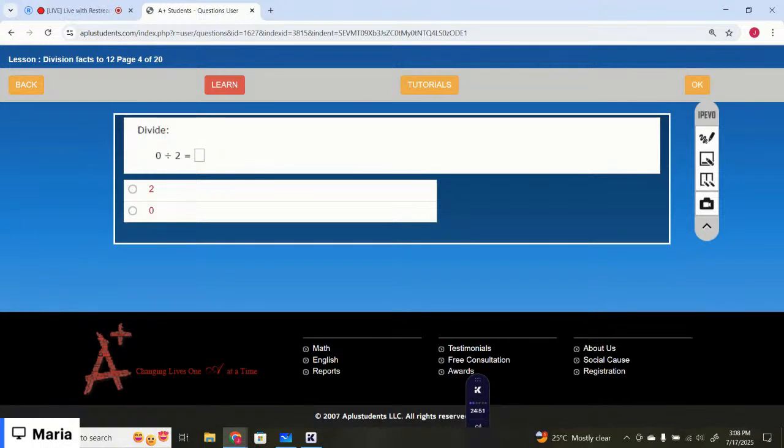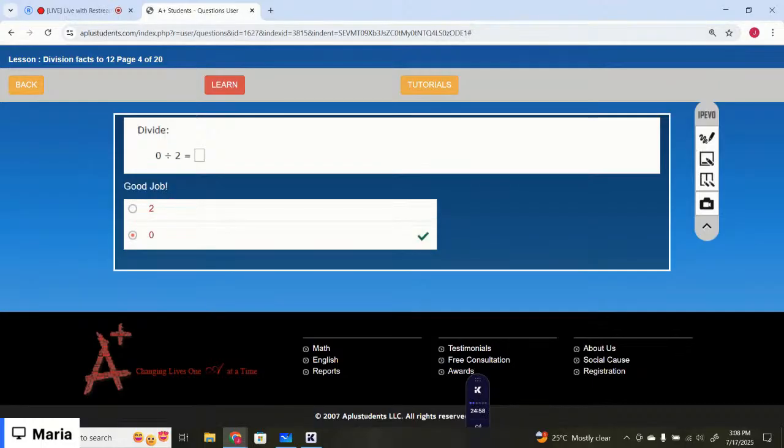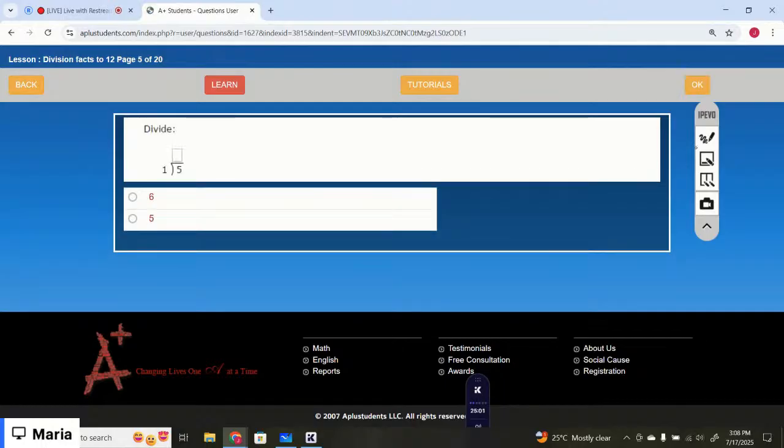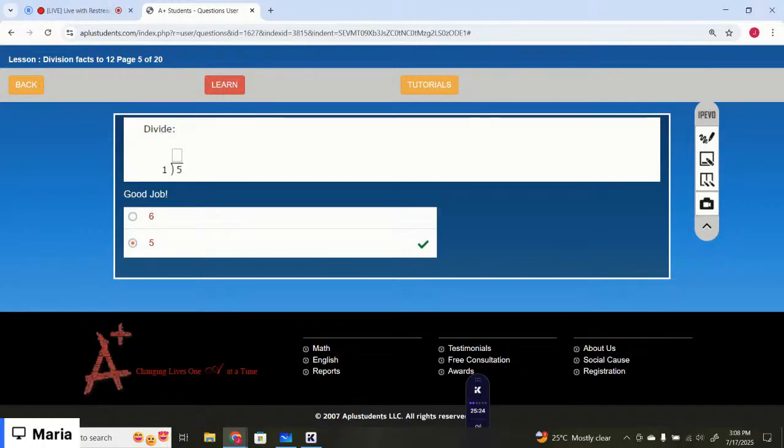0 divided by 2. So 0 divided by 2 is 0 it is, right? The correct option is 0. 5 divided by 1, which is the correct option? 1 times 5 is 5, so the correct option is 5. Option 2 is the correct option. Very good.